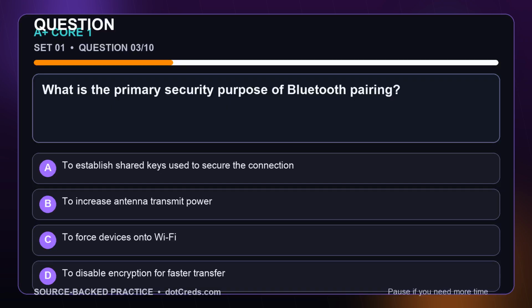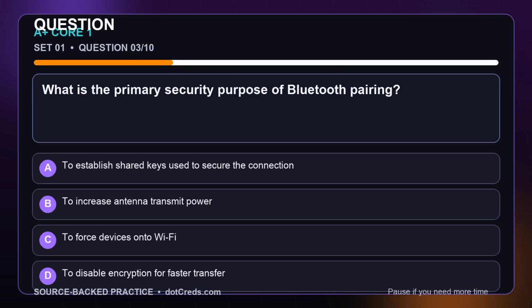Question 3. What is the primary security purpose of Bluetooth pairing? A. To establish shared keys used to secure the connection. B. To increase antenna transmit power. C. To force devices onto Wi-Fi. D. To disable encryption for faster transfer.